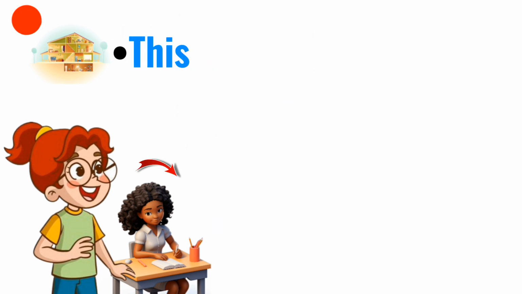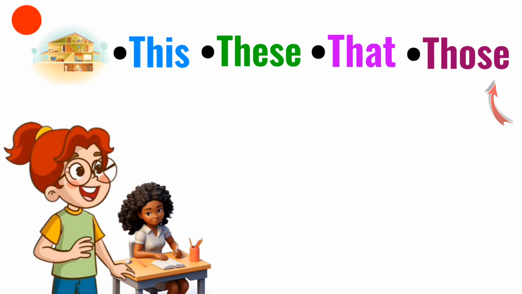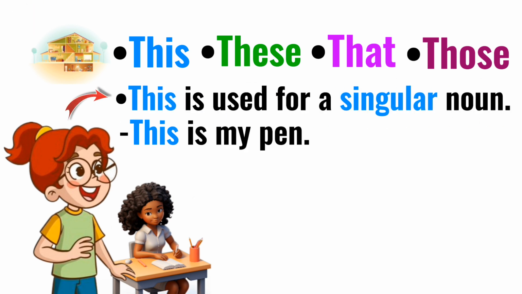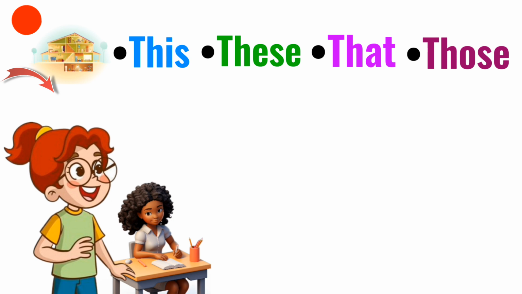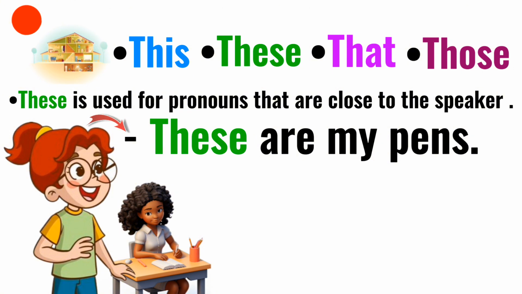Now, let's explore this, these, that, those. This is used for a singular noun that is close to the speaker. Example: This is my pen. The pen is near me. These is used for plural nouns that are close to the speaker. Example: These are my pens. The pens are near me.